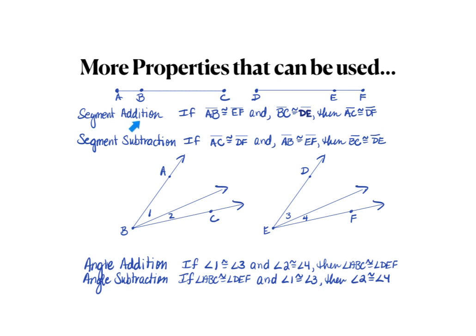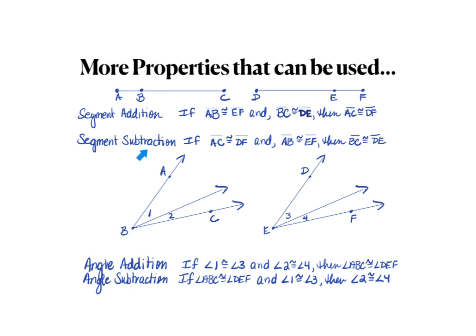The first is the segment addition property. This basically says if I have equal segments that I'm adding together, then the whole pieces of the segment are congruent as well. So here's an example. If AB is congruent to EF and BC is congruent to DE, then the entirety of the segments are congruent. Then AC is congruent to DF. That's the segment addition property.